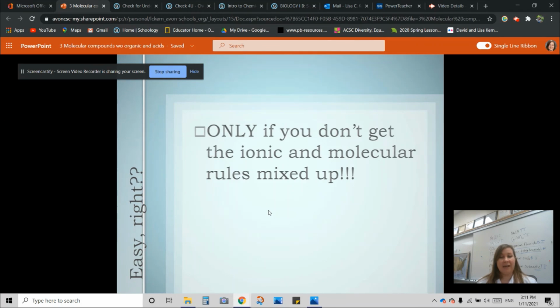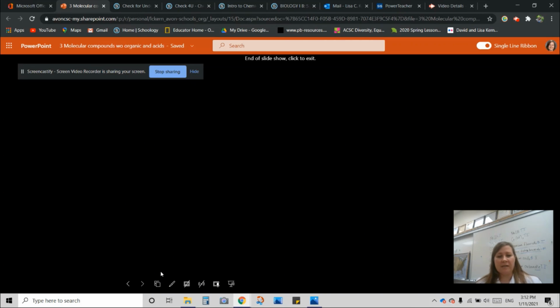Sounds pretty easy, and these are pretty easy. The molecular compounds are pretty simple. The only trick is you can't get the ionic and the molecular compounds confused. So again, molecular formula writing or name writing only works if the first element is a non-metal. If your compound starts with a metal, you got to use the ionic rules. And the ionic rules have no prefixes, and sometimes Roman numerals. So hopefully that has clarified how to do writing molecular compounds for you.